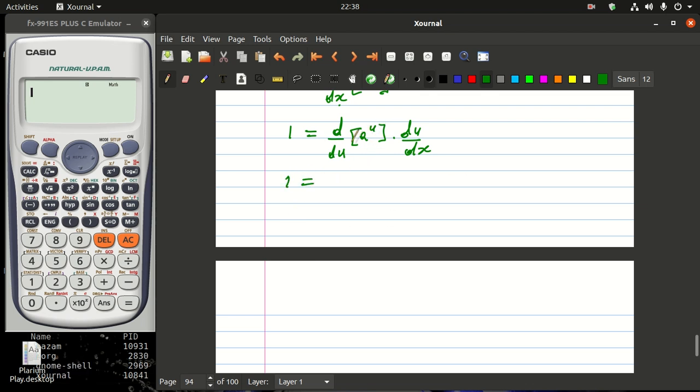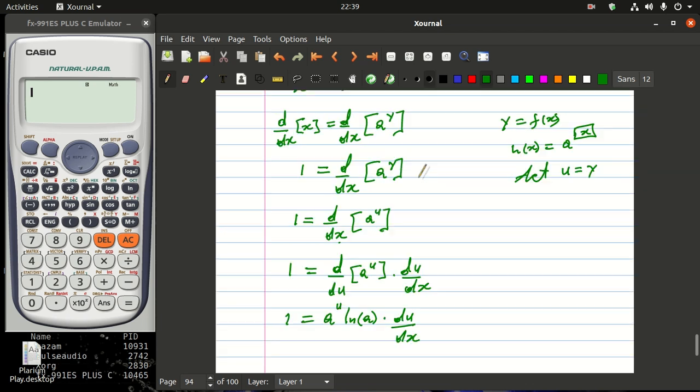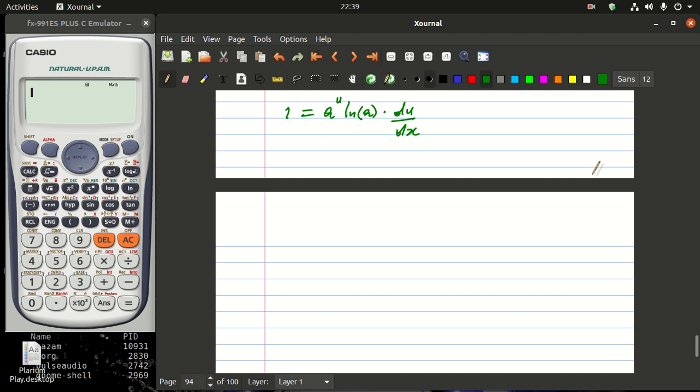And then here, what is the derivative? I have a u and a u. I know the derivative of this is going to be the same thing as a to the power u times ln of that constant, which is a there. And then, secondly, this one here is still going to be du dx. Why am I going to leave this u here? Because u is the same as y, and y is f of x, and I don't know what y is in terms of x. So I have this nice thing here as it is.